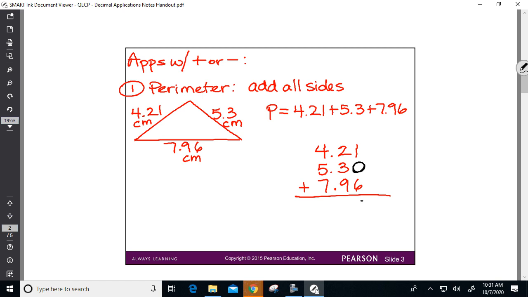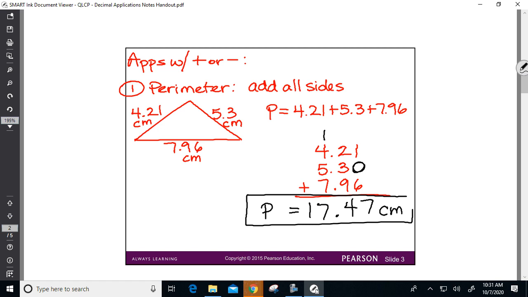1, 0, and 6, 7. 2, 3, and 9, 14. 1 and 4 is 5. That's 5 is 10. 7, 17. There's your point. So that's your point.